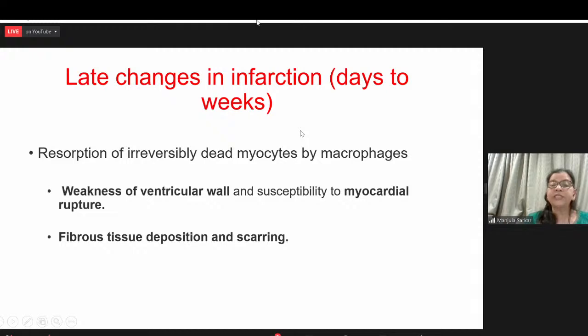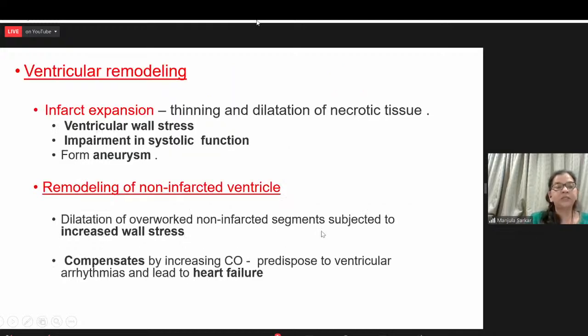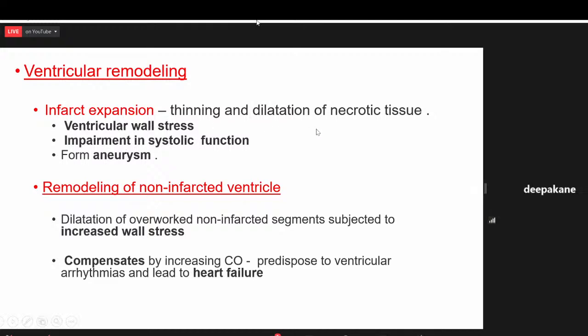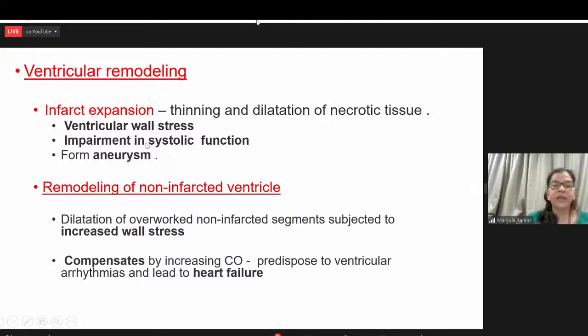What are the late changes in infarction, days to weeks? Resorption of irreversibly dead myocytes by macrophages, weakness of the ventricular wall and susceptibility to myocardial rupture, and fibrous tissue deposition and scarring occur. So ventricular remodeling occurs when the infarct expands, with thinning and dilatation of the necrotic tissue and ventricular wall stress, impairment in systolic function occurs, and an aneurysm may be there. Remodeling of the non-infarcted ventricle: dilatation of overworked non-infarcted segments subject to increased wall stress, which compensates by increasing cardiac output, predisposes to ventricular arrhythmias, and leads to heart failure.